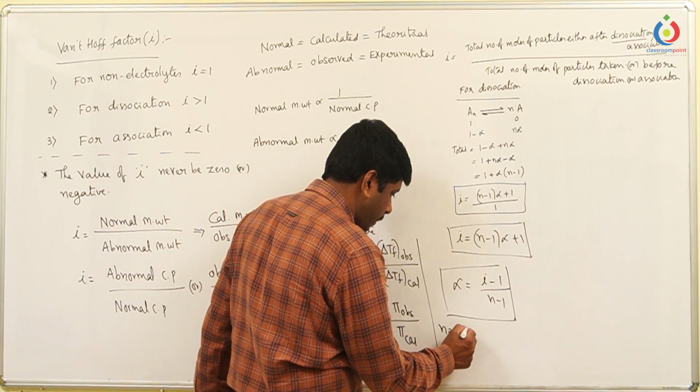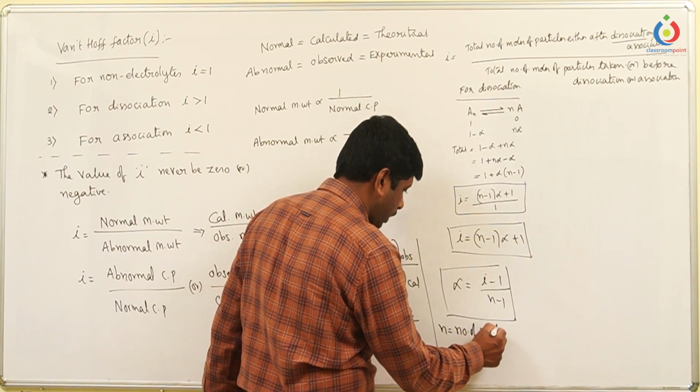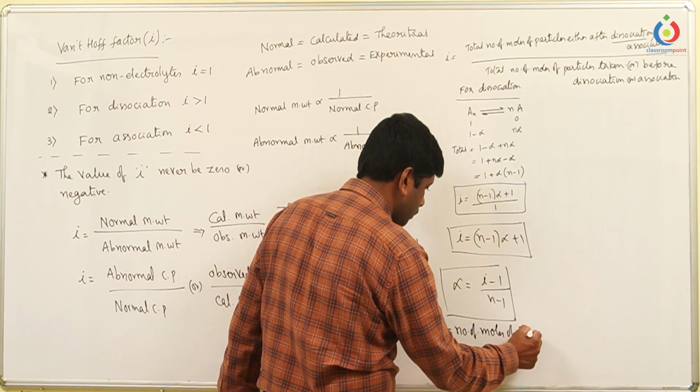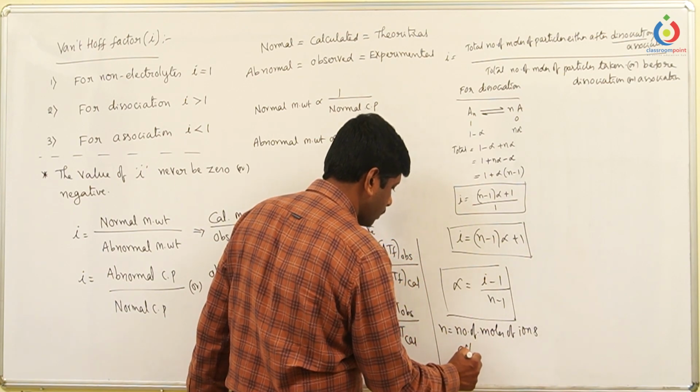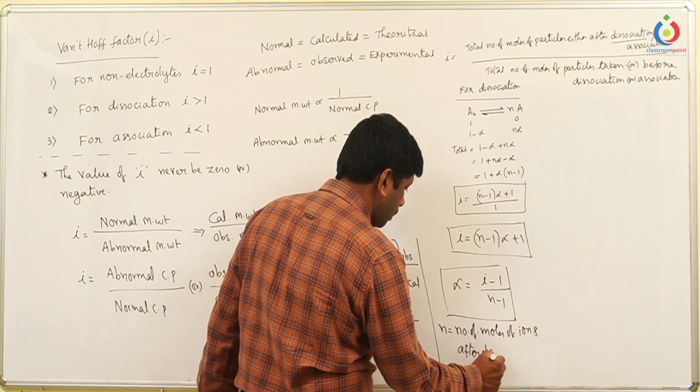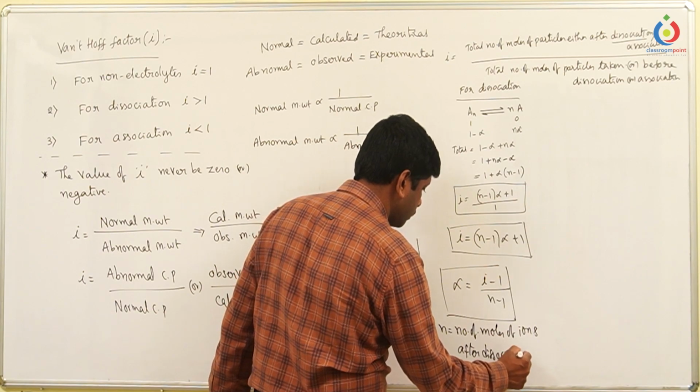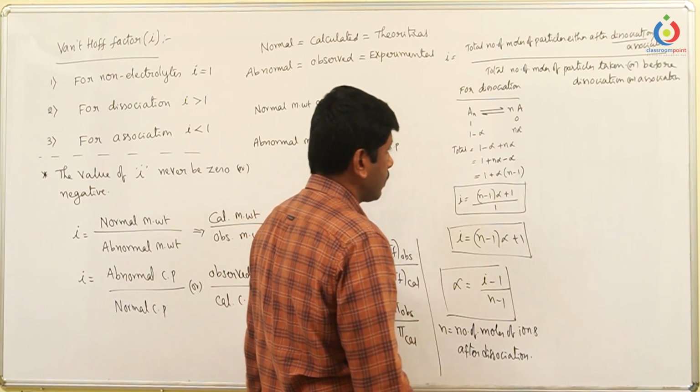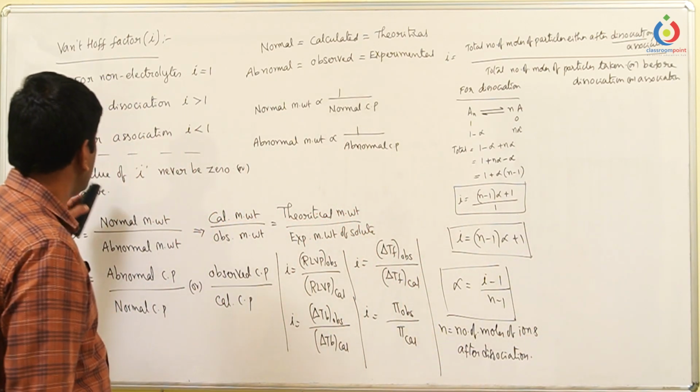where n equals number of moles of particles, that is, number of moles of ions after dissociation. So let us take some examples to understand this.